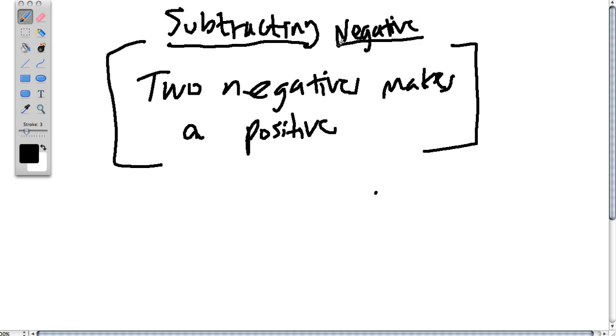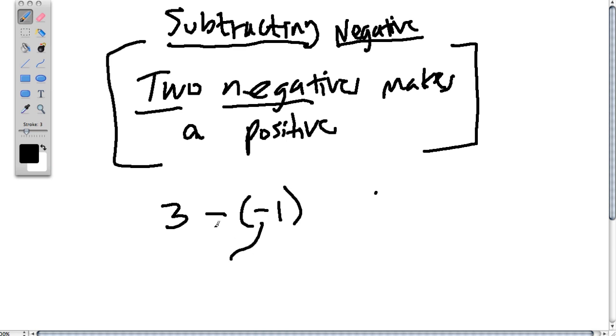And the idea is that if you are subtracting a negative, so let's say we have 3, and we're subtracting negative 1, what should we get? Well, they're saying it makes a positive. And this is a quick summary. Most students see this negative 1 and this subtraction and say, oh, that's like plus. So they say this is 3 plus 1, which is 4.